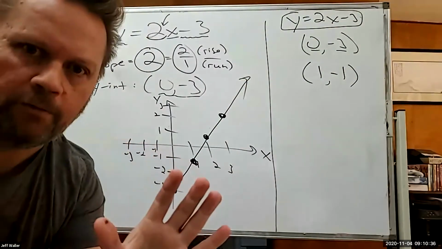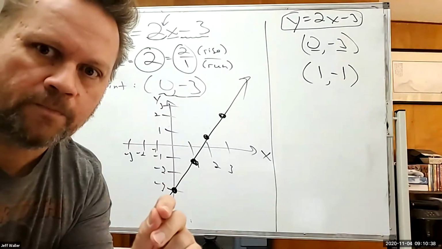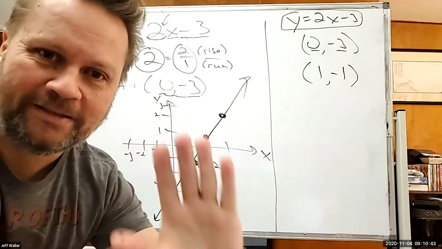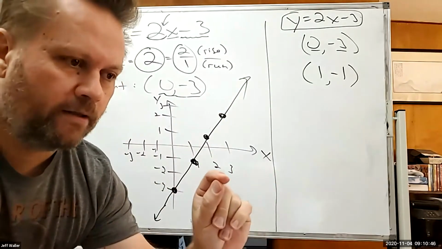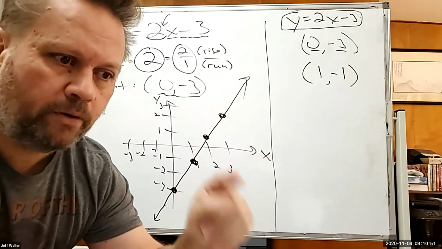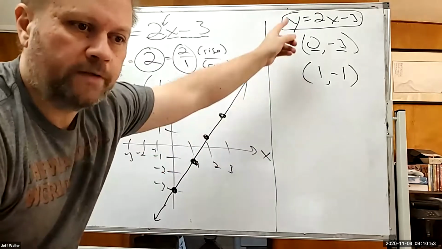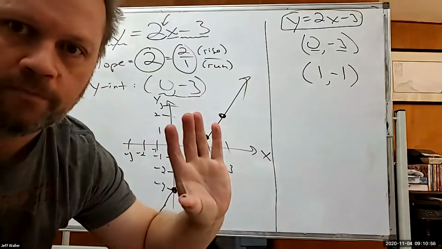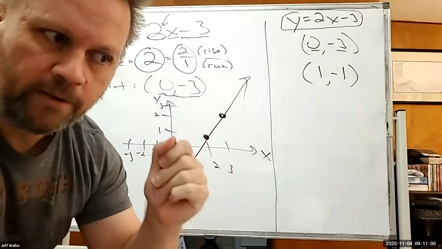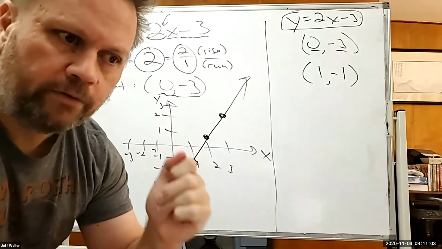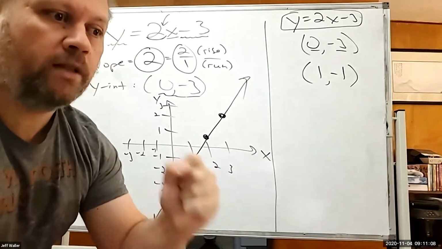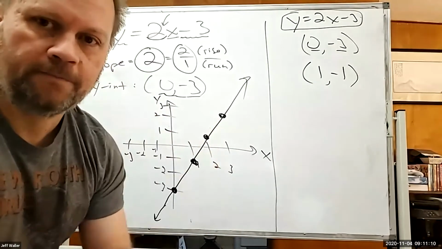Is anybody not with me right now? Yes, okay, thank you. All right. If the line goes through the point, that means that point works in the equation. Now that's come up a few times, but I really want to make a big deal out of it right now. If the line goes through the point, that means that that point works in the equation. That's what a line means.